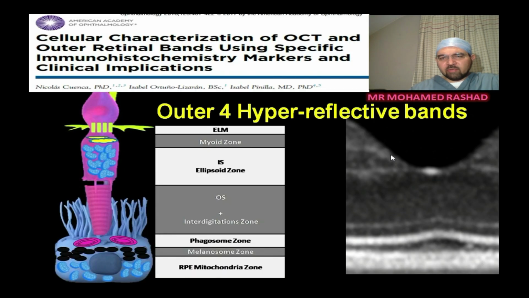Then the outer 4 hyper-reflective bands, we have a recent article in 2018 in Ophthalmology that studied the cellular characteristics of the OCT and the outer retinal bands using specific immunohistochemistry markers. And they found that, if we take the layers from outside in, the 4 hyperreflective bands that we can see here on the OCT, the first line is the RPE, but it is the mitochondrial zone. Then there is a very faint hyporeflective line here. They call it the melanosome zone, and then there is a hyperreflective line. This is the second one here, or if we take it from inside out, it will be the third band here.